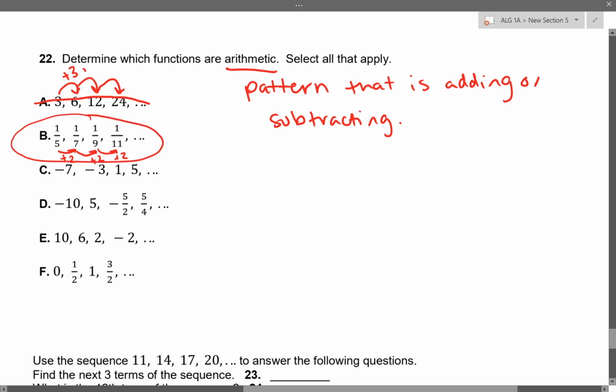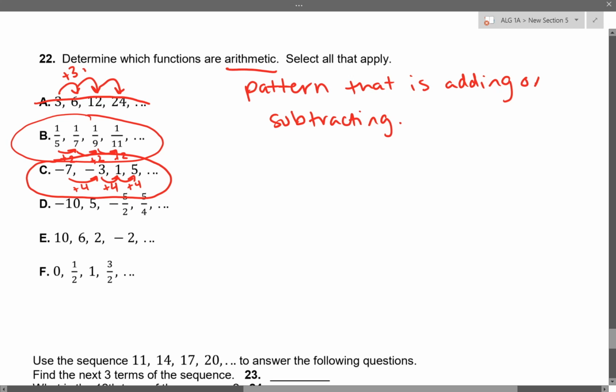So that works. -7 to -3, -3 to 1, and 1 to 5. So this is -7 to -3. Well, that's a plus 4. -3 to a positive 1 is a plus 4. And 1 to 5 is also a plus 4. So this one is also an arithmetic.